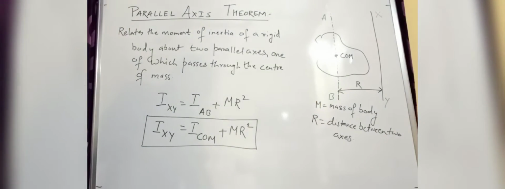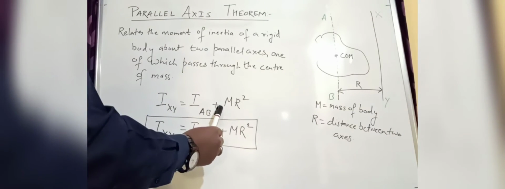And this Iab means the moment of inertia about this axis, which is passing through this point, your center of mass. COM means center of mass. So we will basically find the moment of inertia about this axis, and then we will just add mr square, this product, and we will get the moment of inertia about any axis which is at a distance of r from this center axis. So this is basically the parallel axis theorem.